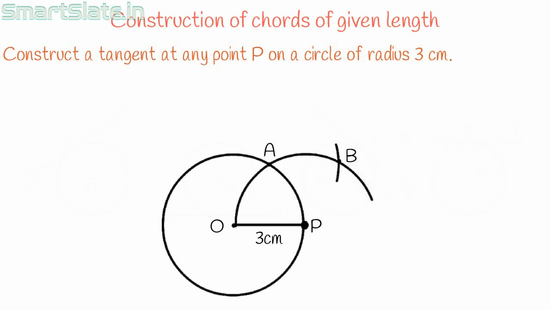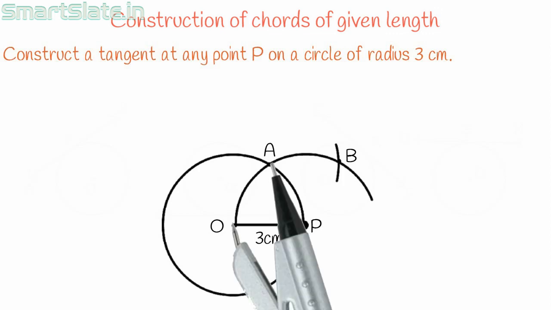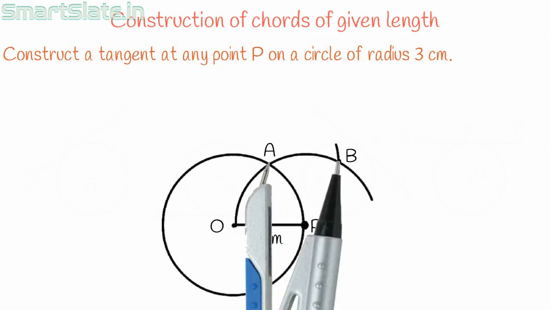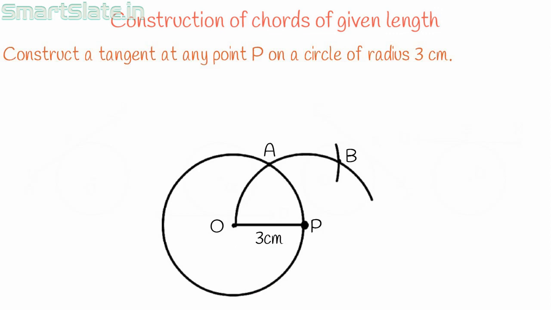Remember, first step is to choose a point on the circle, and then keeping the chosen point as center, you should draw an arc which intersects the circle. Next, keep point A as a center and create an arc such that arc OA is equal to arc AB. Now, apart from the chosen point of contact P, we have two more points, A and B. From here, it is very simple.